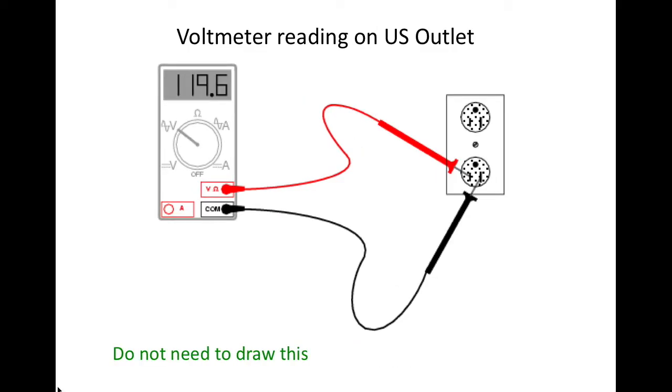Here the voltmeter is hooked up to a US outlet, which should have a reading of 120 volts. We put the negative into one part of the outlet and the positive indicator into the positive portion of the outlet, which then creates a perfect circuit. It's a closed circuit, so the electrons will start to flow in from the negative, go into the voltmeter, and back to the power source. Here we have a reading of 119.6.